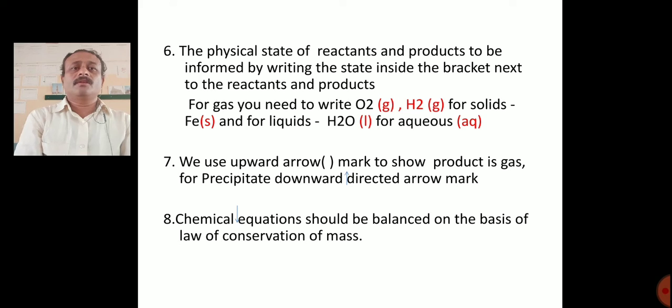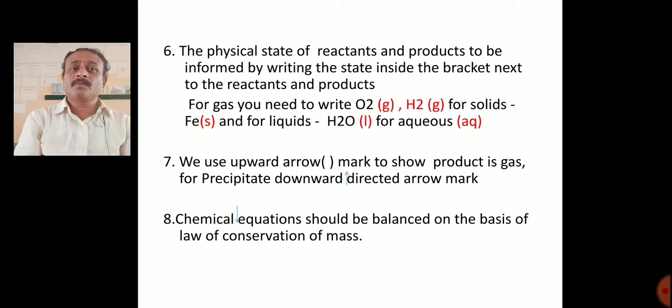And the sixth one: the physical state of the reactant and product is to be informed by writing the state inside a bracket next to the reactant and product. So, I repeat, the physical state of the reactant and product in a chemical reaction should be written in brackets next to the reactant and product. If an element is there, next to the element you have to write what state it is in.